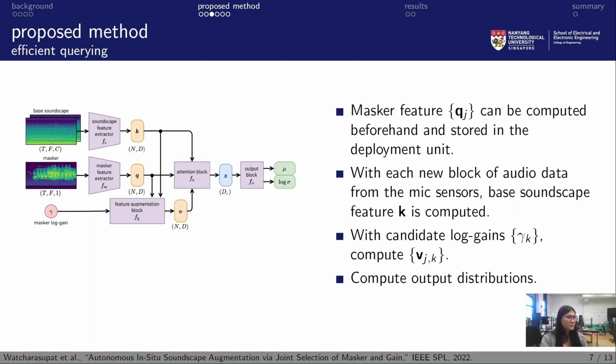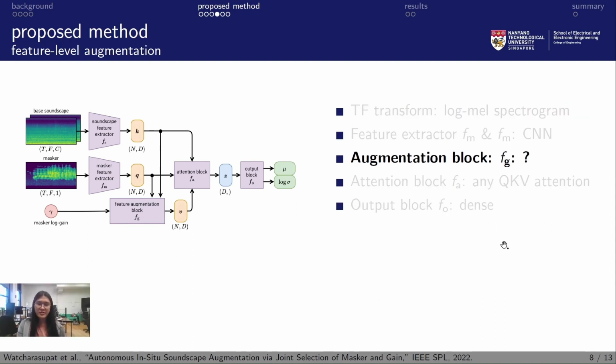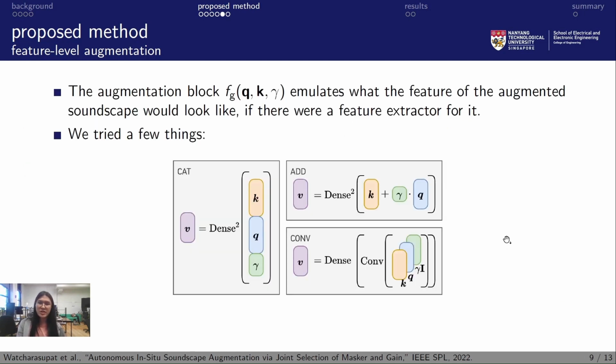which can be much more efficient than passing each pair one by one through the model. But there is one detail that I haven't gone through, which is how exactly we implement the augmentation block. The augmentation block emulates what the feature of the augmented soundscape would look like if there actually were a feature extractor for it.